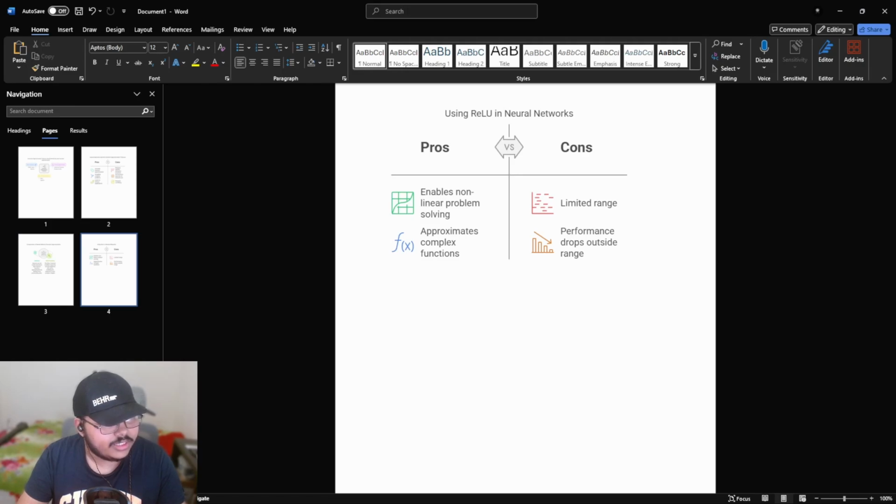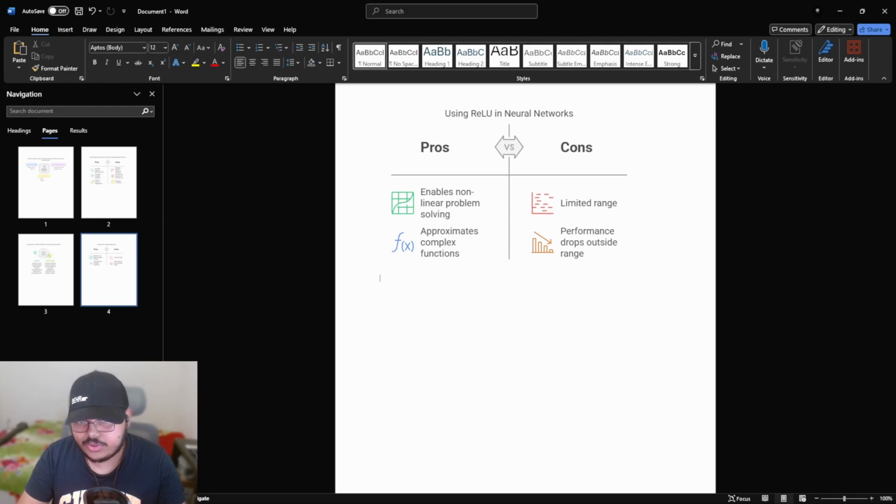And then using ReLU in neural networks. There's pros and cons to both approaches here. So the pros include enabling non-linear problem solving. It gives us more approaches to the problem at hand. And then it also approximates complex functions, so complex functions that we would otherwise not be able to solve, or it would take a vast amount of resources to solve. But then the cons come with limited range, and then the performance drops outside of that range.